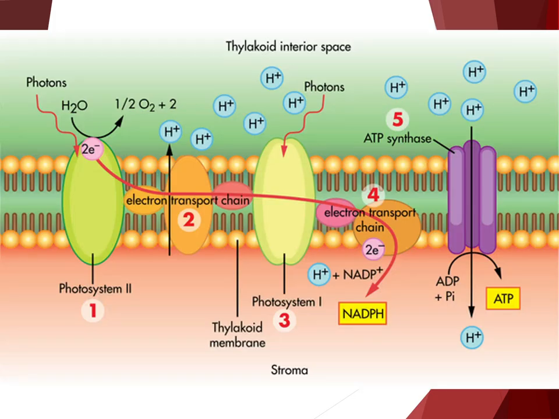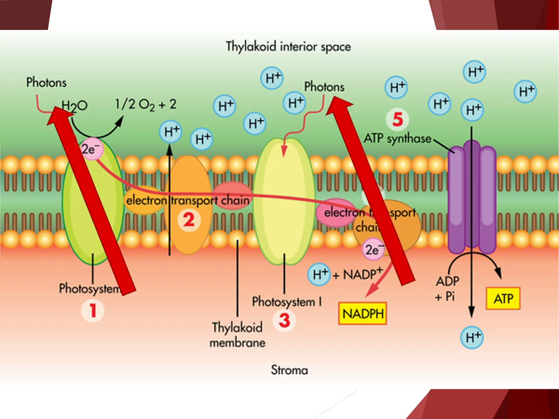So notice in this representation of the inner space of a thylakoid, with photosystem 2 and photosystem 1, that light in the form of photons is used twice in this process. First, light is used in photosystem 2 to initially excite the electrons and to make ATP and then split water. Then, light is used in photosystem 1 to re-energize the electrons to make NADPH.